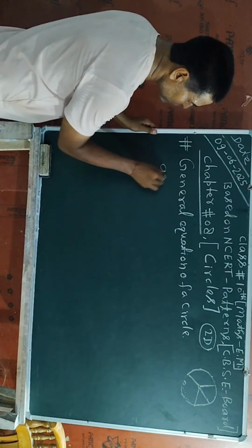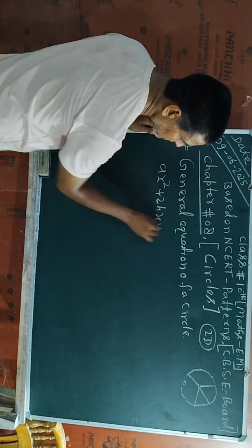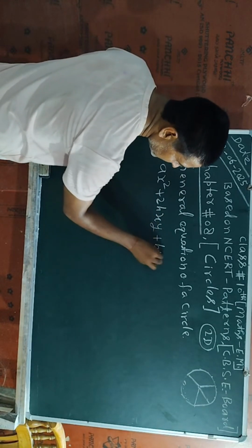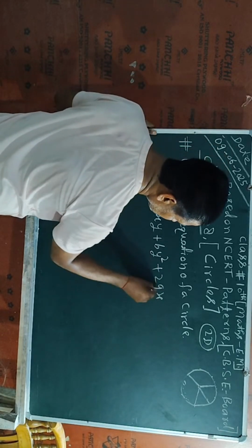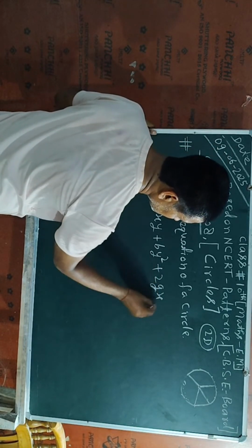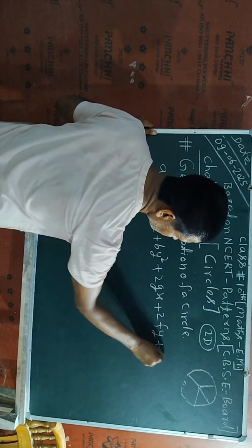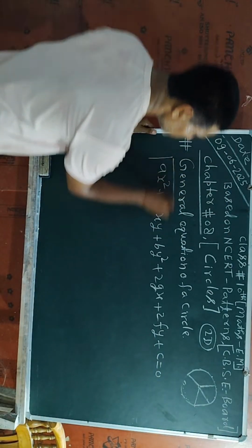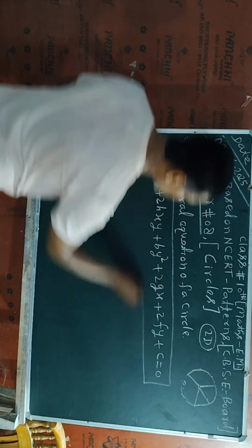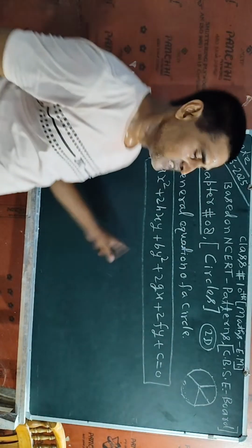Now here I am going to write ax square plus 2hxy plus by square plus 2gx plus 2fy plus c which is equal to 0. This is the general equation of coordinate geometry in two variables x and y.